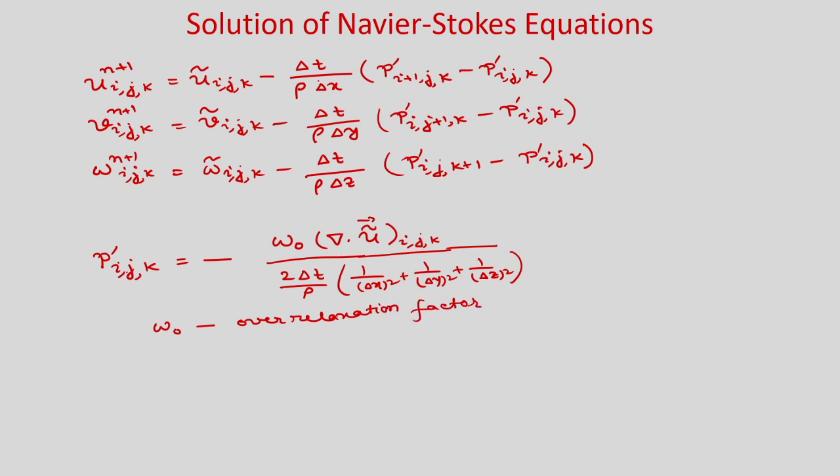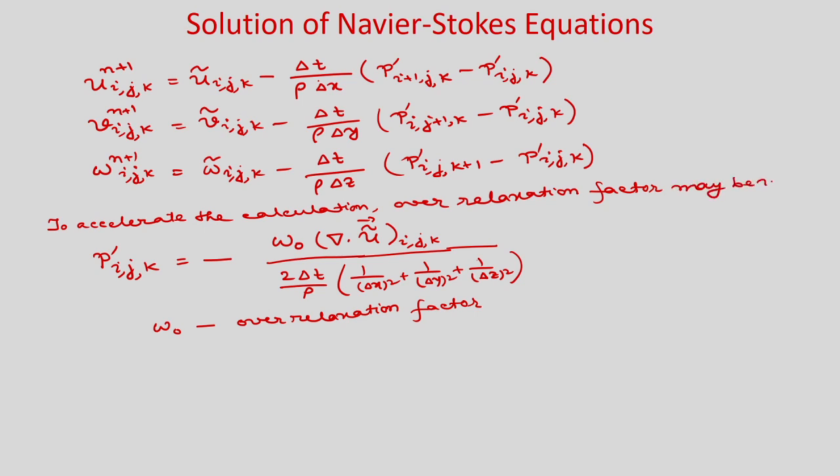So, to accelerate the calculation, the over relaxation factor may be used, and the omega naught value obviously will be greater than 1. So, you can take it of the order of 1.5 or 1.6 in that range.